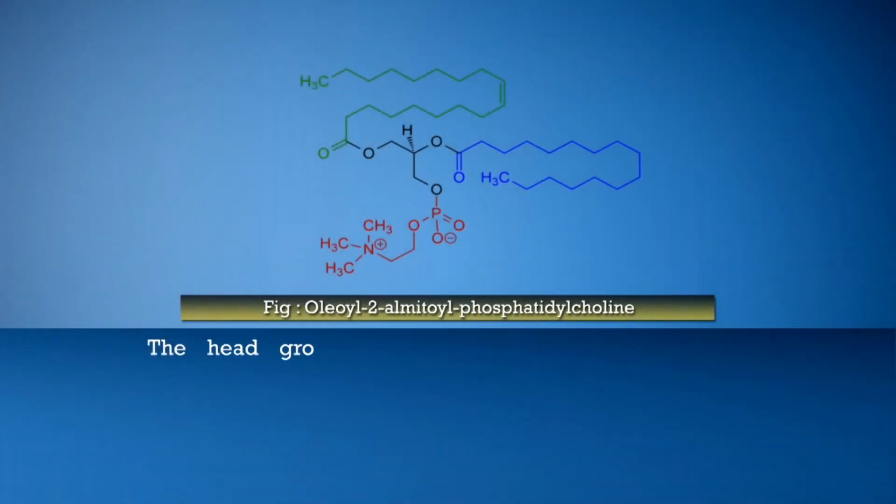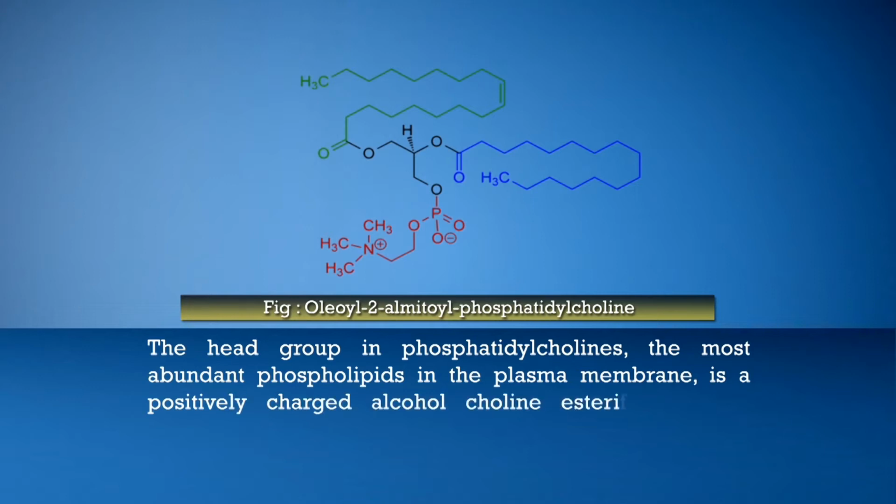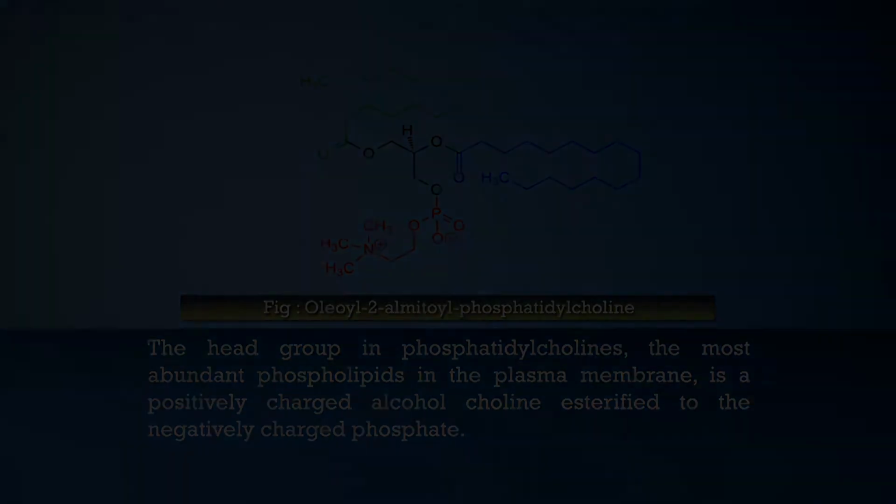The nature of head group varies in different phosphoglycerides. The head group in phosphatidylcholines, the most abundant phospholipids in the plasma membrane, is a positively charged alcohol choline esterified to the negatively charged phosphate. While the head group in other phosphoglycerides consists of phosphate group linked to a hydroxyl containing molecule such as ethanolamine, serine, or the sugar derivative inositol.